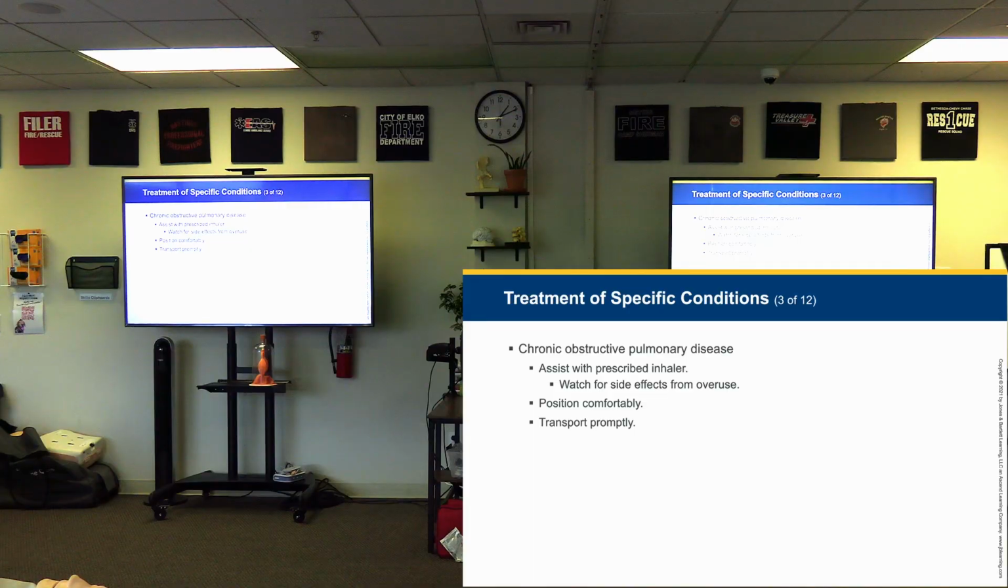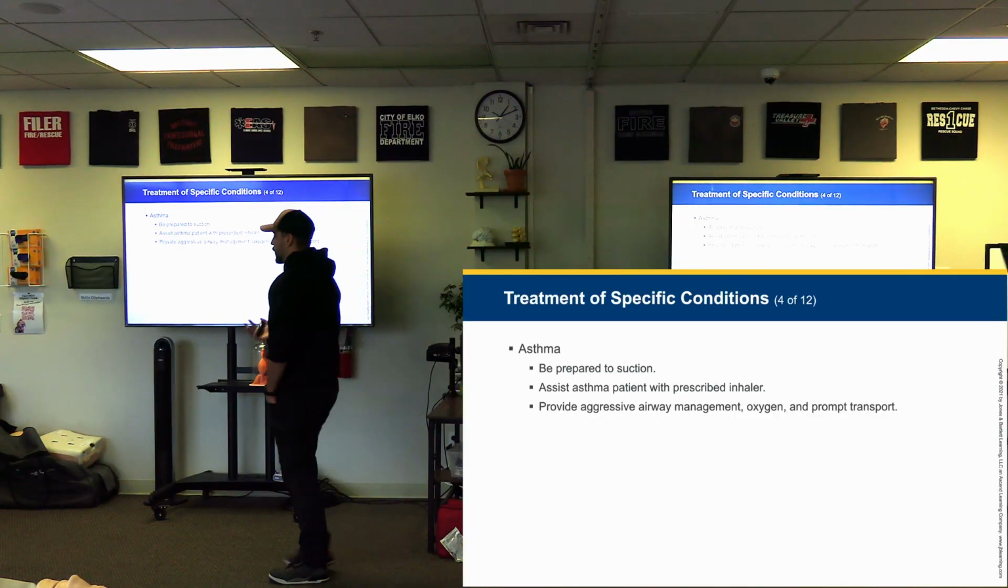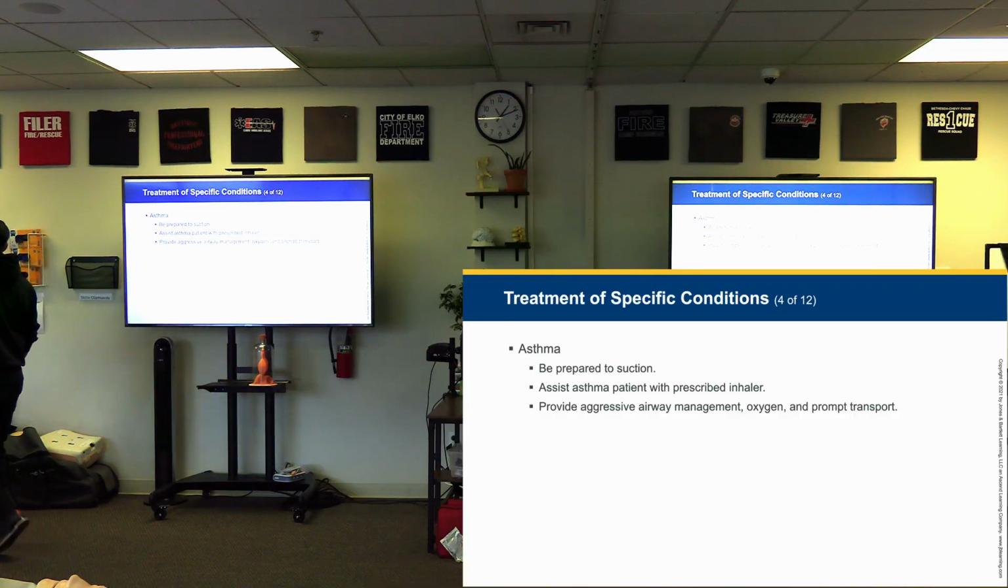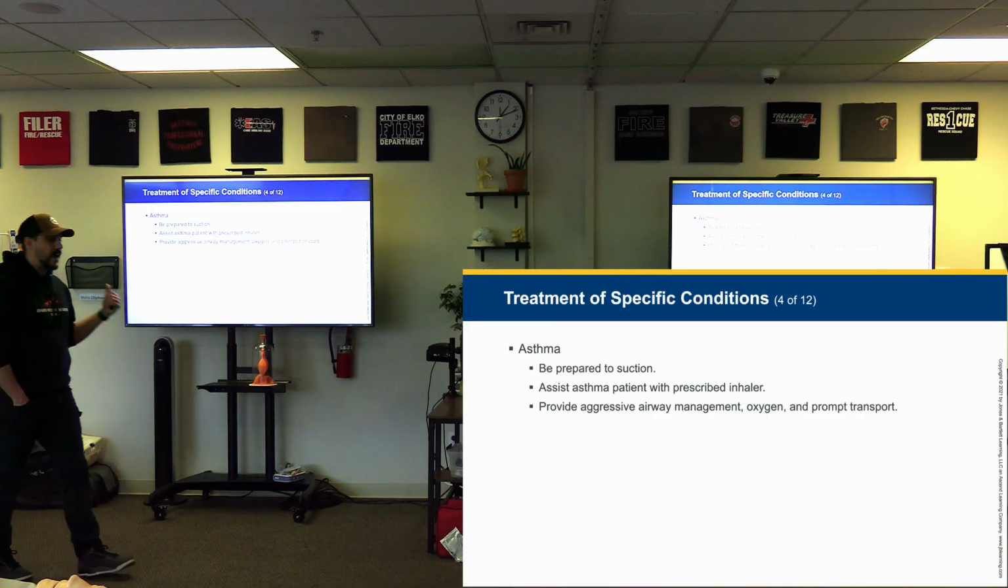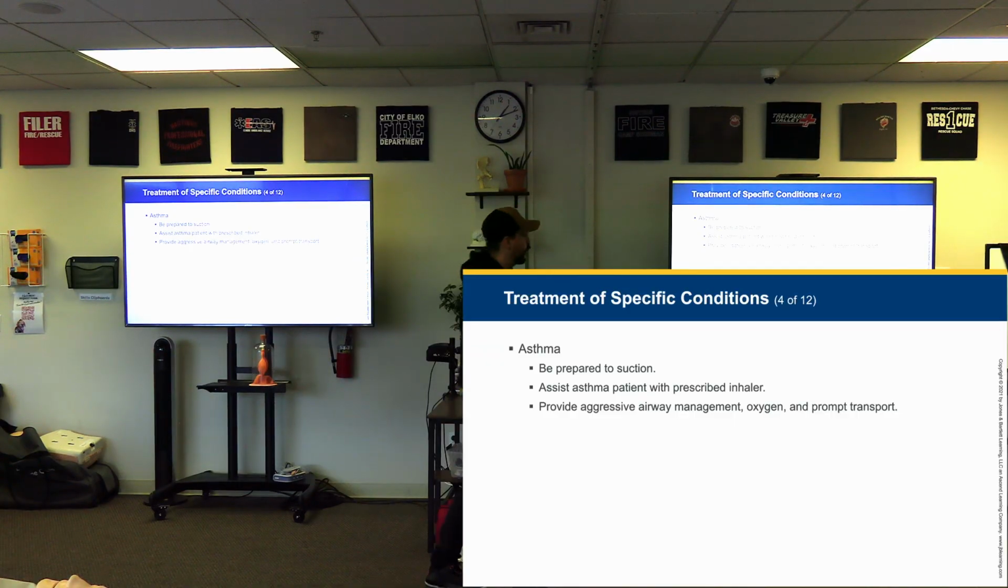For COPD, if they have an inhaler, give them an inhaler, right? Watch for side effects of overuse, so that marked tachycardia, right? Maybe the twitching. Position them comfortably, i.e. sitting up, and then transport promptly. For asthma, be prepared to suction. These people will be, because if they start coughing, coughing produces things, right? They can have productive coughs or dry coughs, but if they have stuff in their lungs, likely gonna have productive coughs. So you may need to suction those mucus plugs as they cough them out. If the patient has an inhaler, you can assist them with that as long as it's prescribed to them, not expired, so on and so forth.